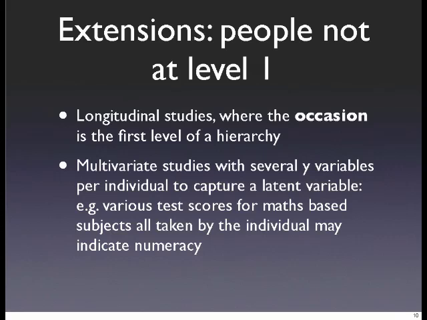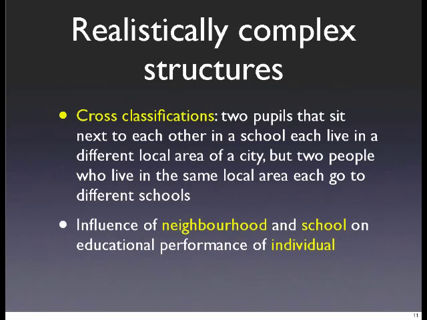And we can also think about multivariate studies with several different Y variables, so that we could capture latent variables. So if we have lots of test scores that include something with a mathematics or maths type component or physics and so on, we could perhaps look at underlying measures of numeracy or intelligence, this kind of thing. So they're useful for latent variable analysis as well. So these realistically complex structures, even more things you can do. These are very recent developments.